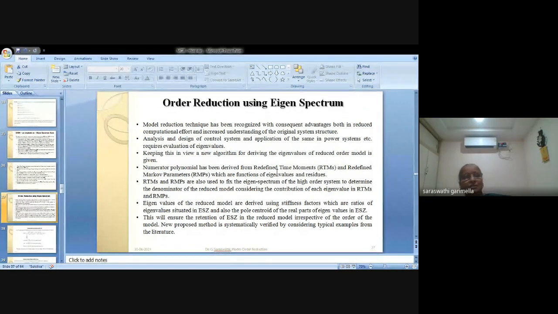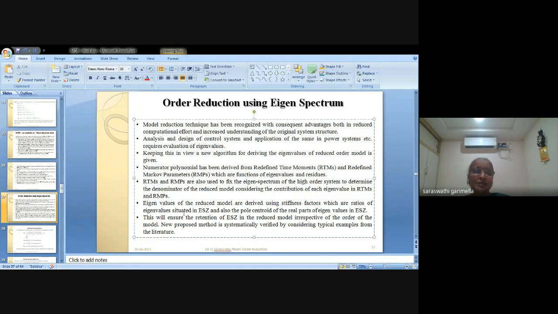Actually, what are the main features in the original system we discussed in the previous two slides? Now, what will be there in the reduction model will be discussed in this slide. The model reduction technique has been recognized with consequent advantages, both in reduced computational effort and increased understanding of the original system structure, because you can understand the original from the reduction model itself. Analysis and design of control systems and their application in power systems etc.